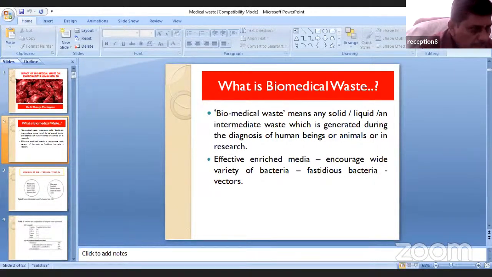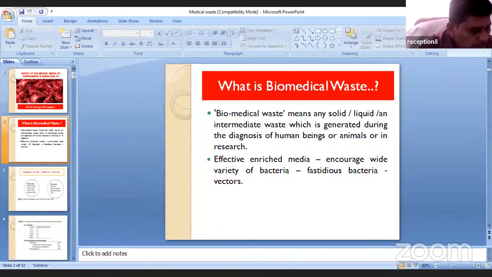Out of these three forms of biomedical waste, we should be very careful about dealing with liquid and intermediate waste, since both of these bear a water component, which may encourage the growth of biotic systems. Moreover, biomedical waste acts as a good medium for the growth of microorganisms, especially as enriched media, which can encourage the growth of a wide variety of bacteria, especially fastidious organisms.